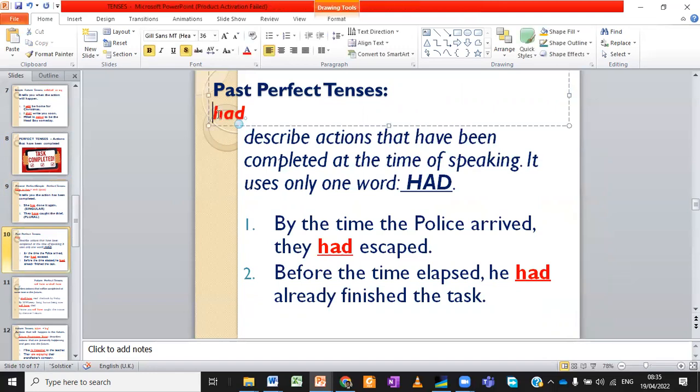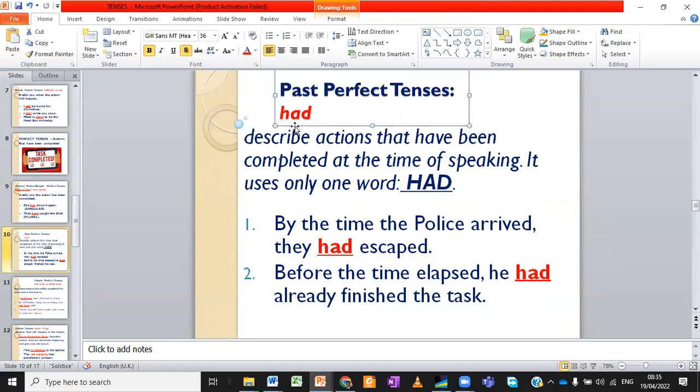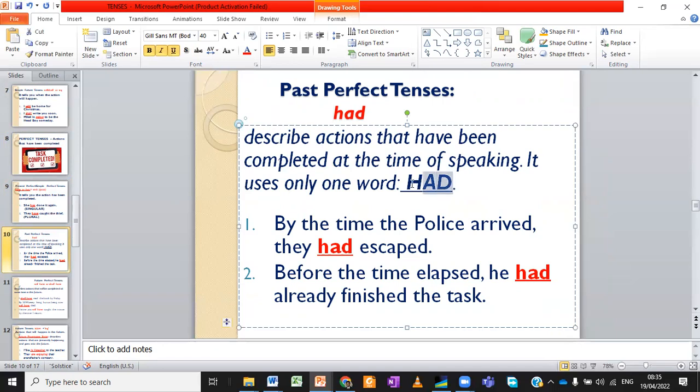Past perfect tenses use only one word, which is had. And past perfect tenses describe actions that have been completed at the time of speaking. Like I said, it uses only had. By the time the police arrived, they had escaped. The action had already been completed. And you will know this when you see the word had. Before the time elapsed, he had already finished the task.